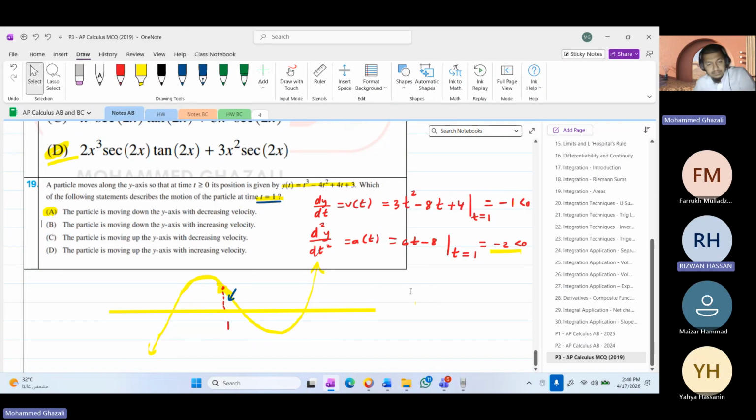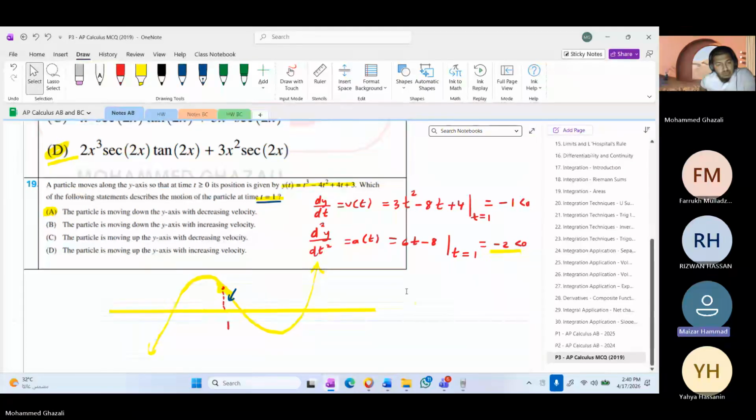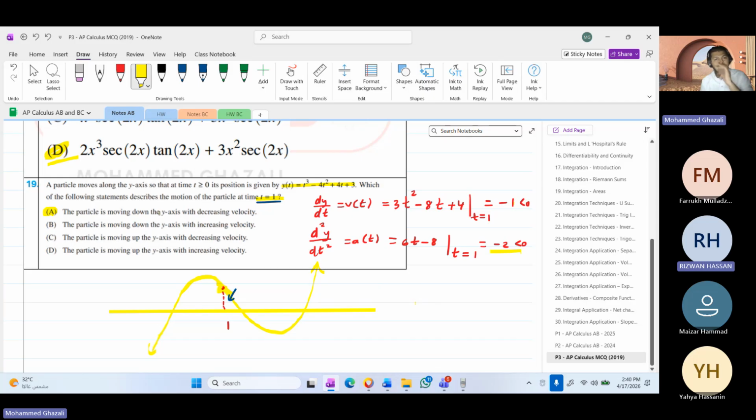Wait, but isn't it like if it's decreasing velocity, it's slowing down? This would be increasing in the downward direction. Yeah, but it's decreasing velocity and it's slowing down, no? Which means that the acceleration is positive and velocity is negative. What does it mean? Like a car is speeding up, but it's reversing. So the velocity is increasing.